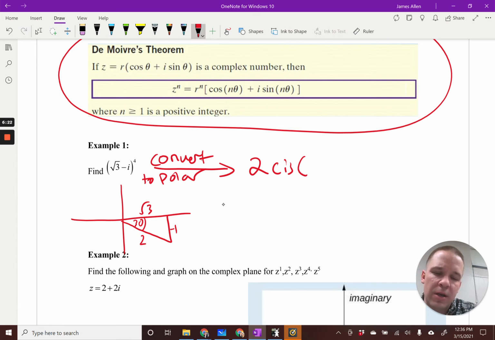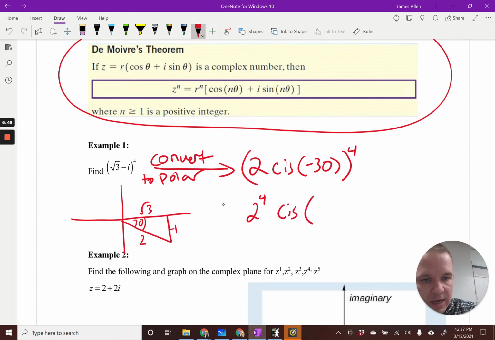It's up to you. I'm going to keep it negative 30, and here's why. When I start dealing with multiplication and stuff like that, multiplying 330 by 4 and multiplying negative 30 by 4, one's a little bit easier than the other. So now I have the polar form of what's on the inside, all raised to the 4th power, and now I can use DeMoivre's theorem. So 2 to the 4th power, cis, and then 4 times negative 30. So I've got 16 cis, and that's negative 120.